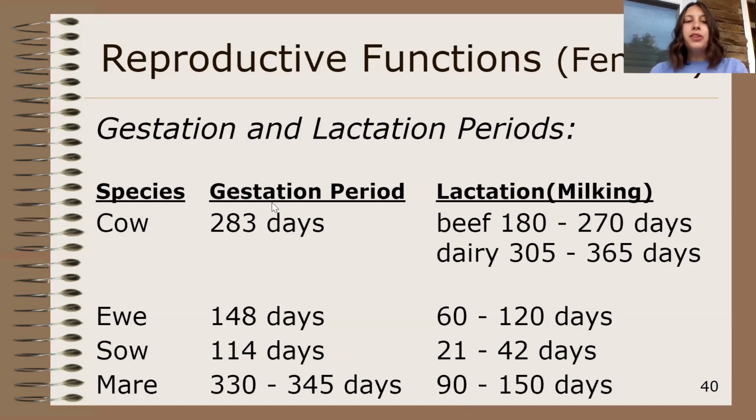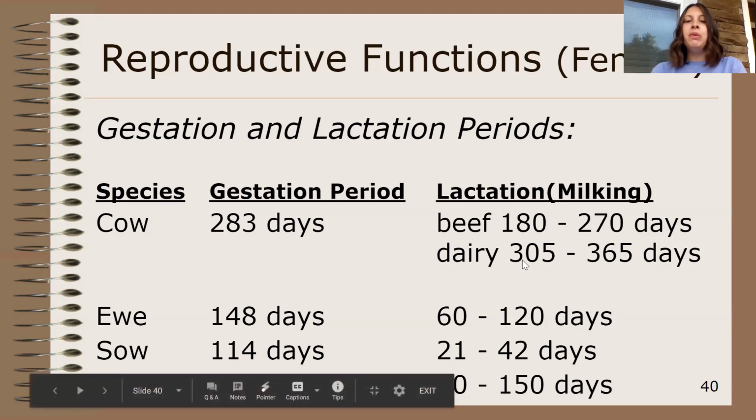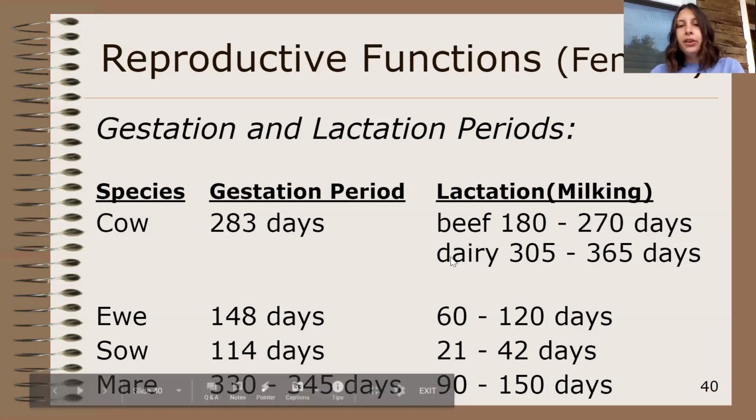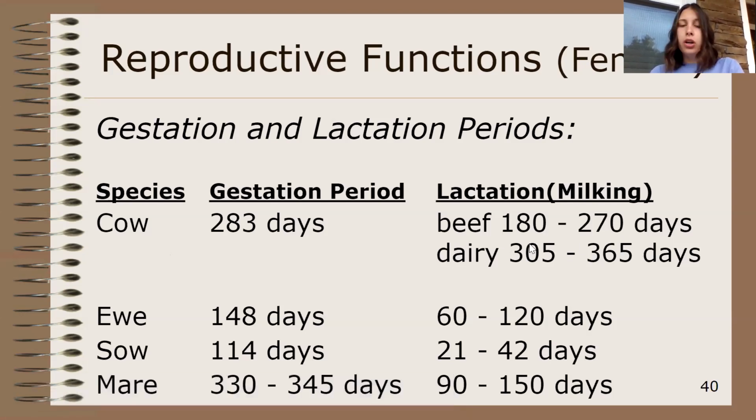Dairy cows are still pregnant for the same amount of time. They're both still cows. One is used for beef, one is used for milk. Still cows, still pregnant for the same amount of time. But they do not produce milk for the same amount of time. Dairy cows have been bred to produce milk for longer because that's what they're used for. They're used for their milk, so we would want them to produce milk for longer. So once a dairy cow has a baby, she's going to produce milk for about a year.